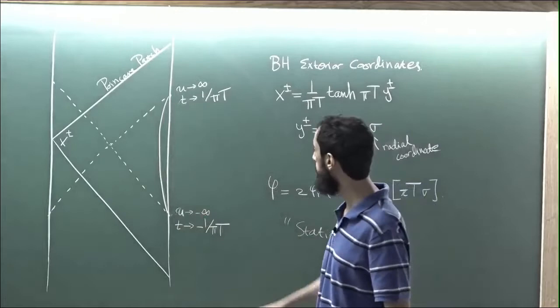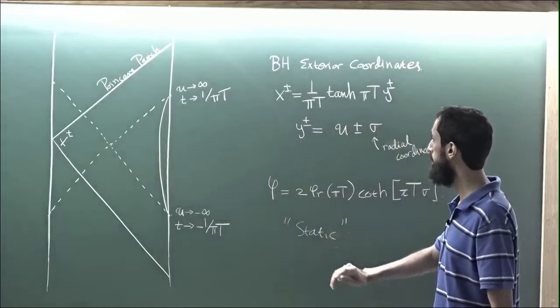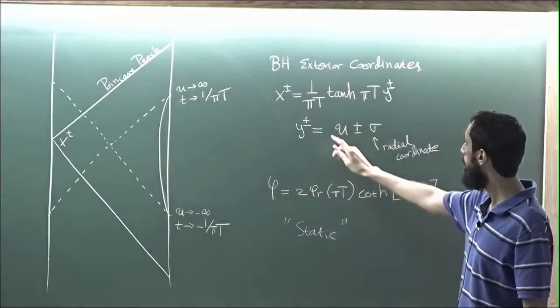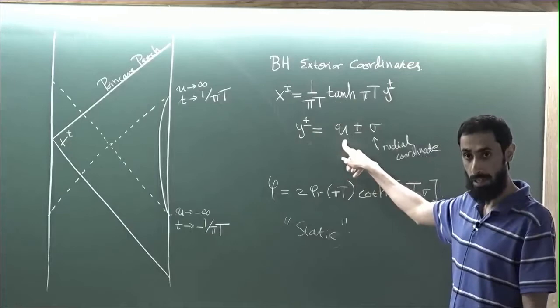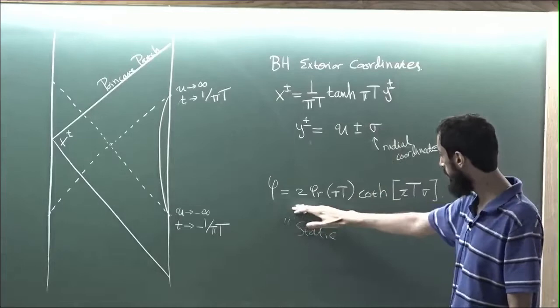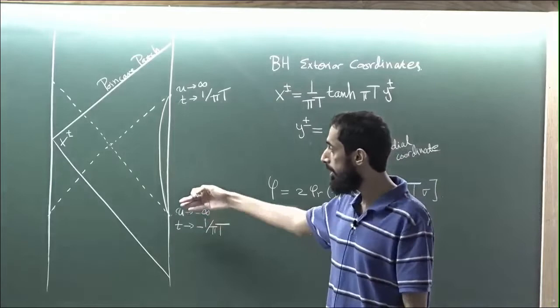And in fact, if you want to justify that interpretation more, one can choose to work in what I call black hole exterior coordinates, where you write x plus minus as again tanh of y plus minus, where the time coordinate in y is u, and then there's some radial coordinate sigma. In these coordinates, the dilaton gets this form. It is static, it only depends on sigma. And so lines of constant dilaton look something like this.